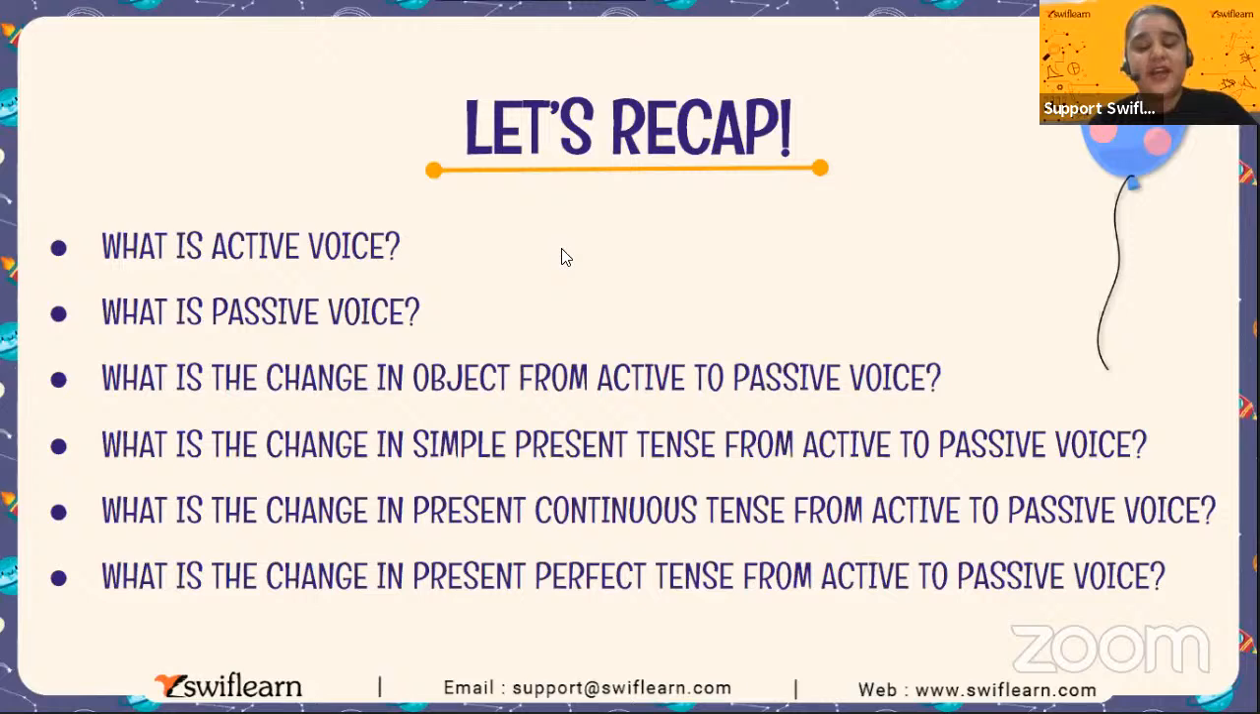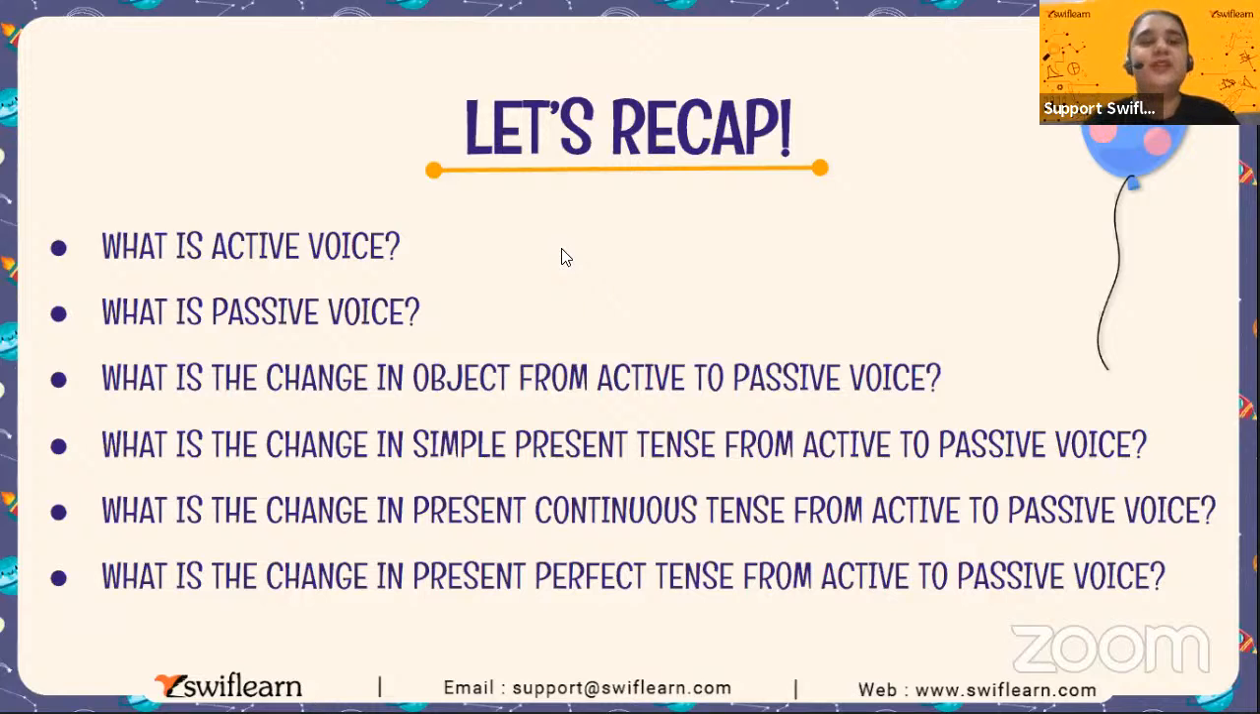More examples for passive voice we can give. The soup is being made by Shivani. When we say Shivani is making soup, that is your active voice. When we change it into passive voice, we say the soup is being made by Shivani. Very good. So give me more examples for passive voice. I'm waiting for your comments.